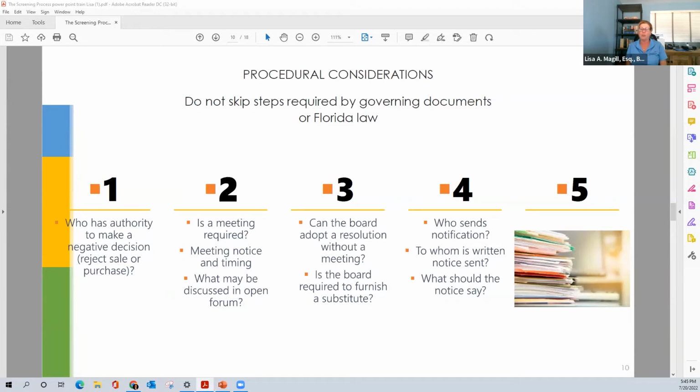Is a meeting required for the board of directors to take action? What can you discuss in an open forum? Remember, boards don't just take action by someone saying, "Yeah, that sounds fine," on the phone when the manager calls. Board action is either appropriately delegated to one of the officers, or you need to have some type of a board meeting or board resolution. And that's my third procedural consideration. Can the board even adopt a resolution without a meeting? Is the board required to furnish that substitute? And who sends the notification of the decision? To whom is the written notice sent?